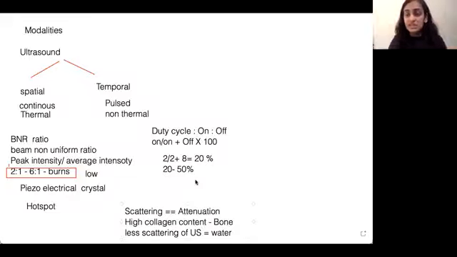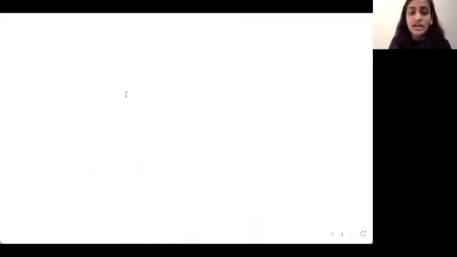Yes, scattered means it is spreading. Scattering is spreading, scattering is attenuation. Attenuation means scattering, spreading. Absorption is absorbing the rays. It's different. All right. Now, important. Your questions will come on what is your frequency, what is your intensity. Very important to know that.